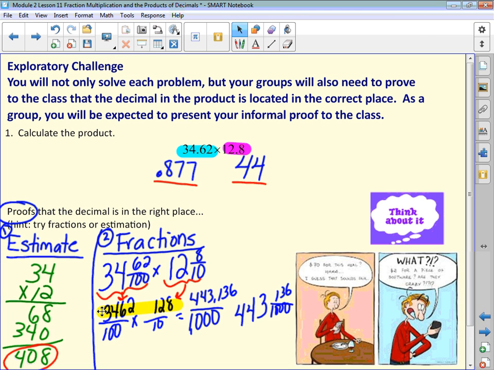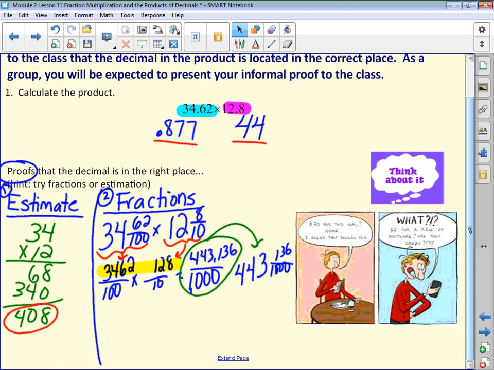I took this improper fraction and made it into a mixed number. So I'm almost done. I almost have my product. I'm going to take my fraction and turn it back to a decimal. So that's my product.